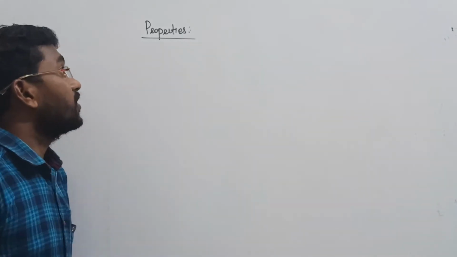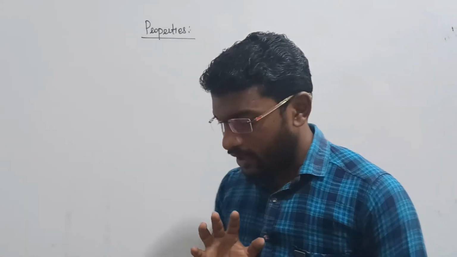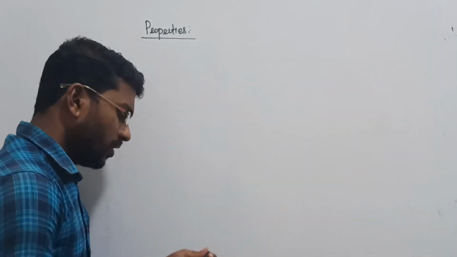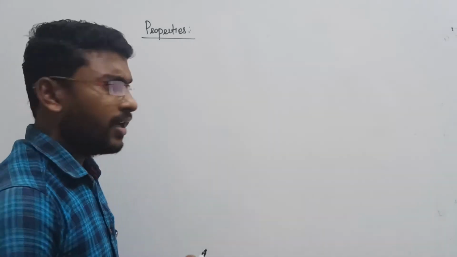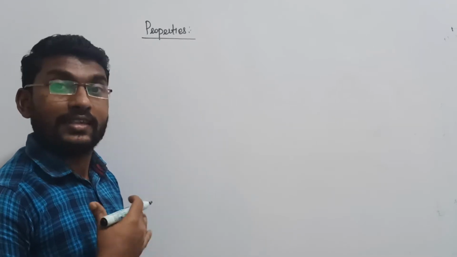So let us continue with this. Properties. In the last lesson we discussed the even and odd part of the signal. I hope you all are getting a very clear idea about the even and the odd part of the signal. Now we are going to look at the odd and the even signal properties, and how these properties are going to help us find the answers directly in the examination.